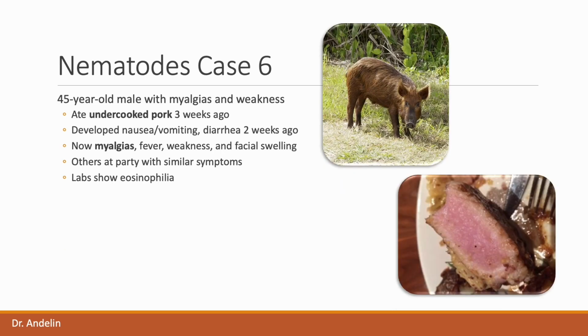Next, we'll talk about a 45-year-old male with myalgias and weakness. He ate some undercooked pork about 3 weeks ago while at a party where friends were serving pork from a feral hog. He then developed nausea and vomiting with diarrhea 2 weeks later. Now he's having myalgias, fever, weakness, and facial swelling. Several others at the party have similar symptoms. His CBC shows eosinophilia. This is a case of Trichinella spiralis.